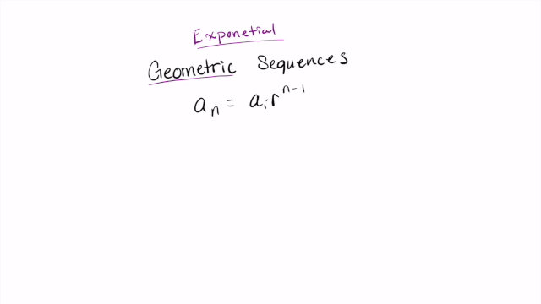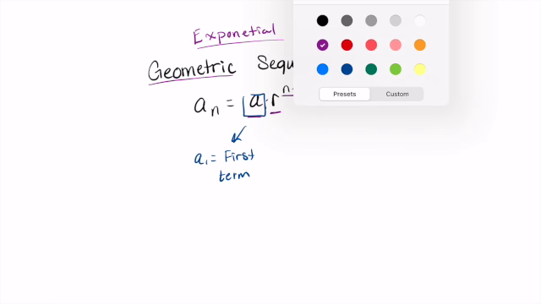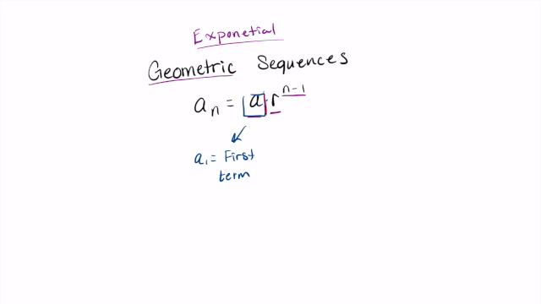So with this, we obviously have our formula just like we had with arithmetic, except our formula now is a sub 1 times our ratio to the n minus 1 power. As stated, a sub 1 equals my first term, so that's very similar to the arithmetic. And then we have our ratio or rate, depending on whoever's teaching.